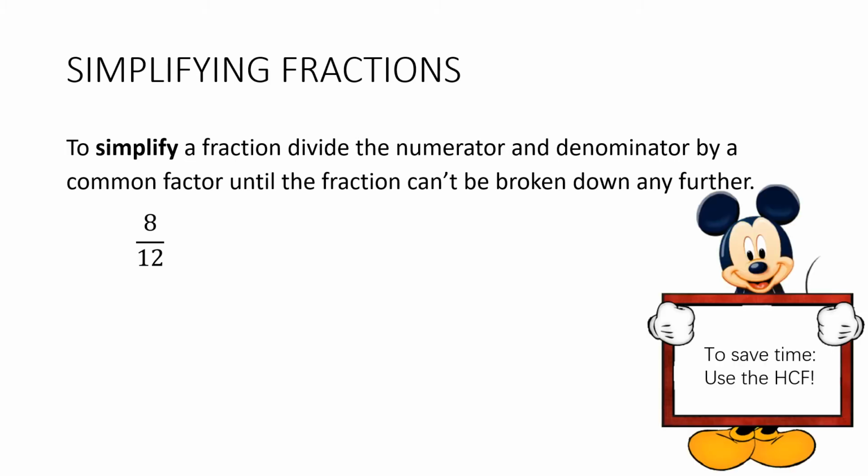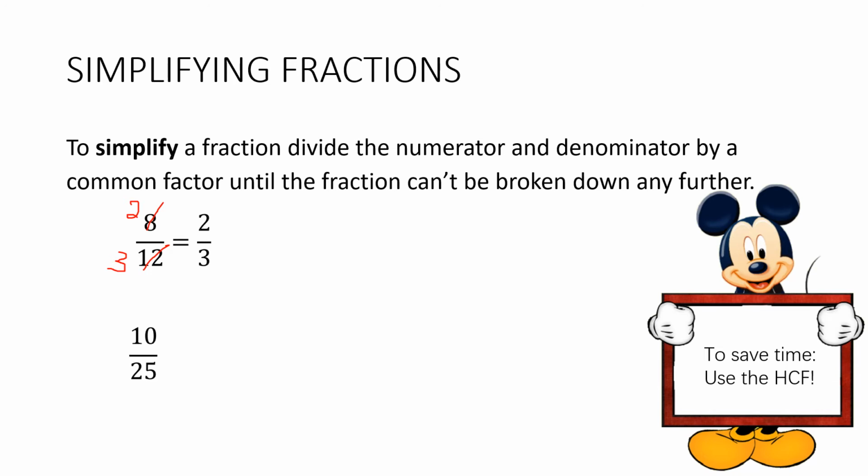Now of course there is a shortcut. In order to save time, we can just use the highest common factor. So we say to ourselves, what is the biggest number that goes into 8 that also goes into 12? And it's 4. So 4 into 8 goes twice, 4 into 12 goes 3 times, and we get the answer in one go.